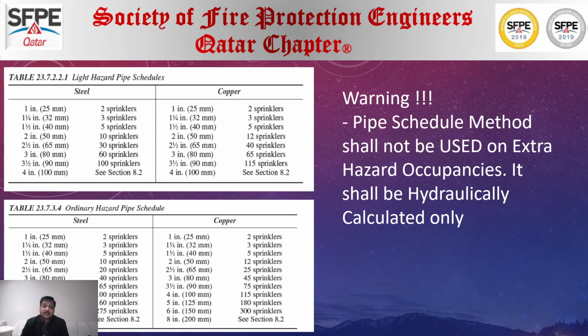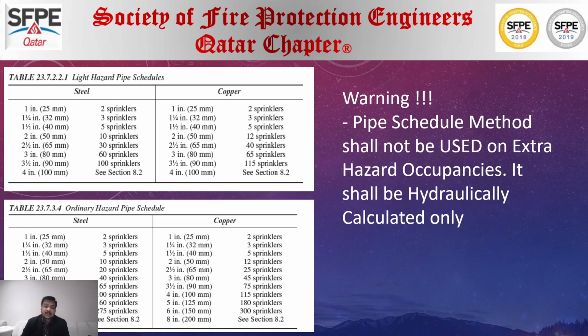So here you can see 2 sprinklers can be fed through a 25 mm pipe and 3 sprinklers can be fed through a 32 mm pipe, and so on. So if you are designing a sprinkler system based on the pipe schedule methodology, you have to create your design based on the pipe sizes given in this table, which is in accordance with the number of sprinklers you are planning to feed.